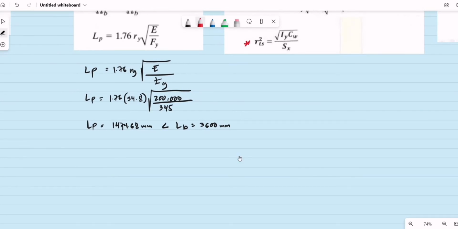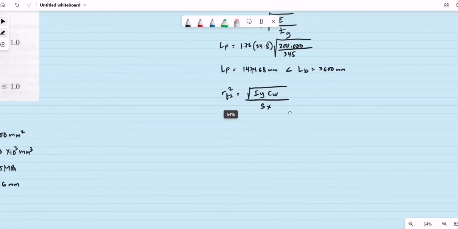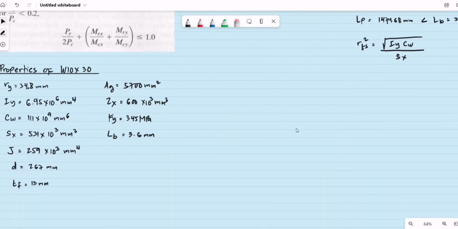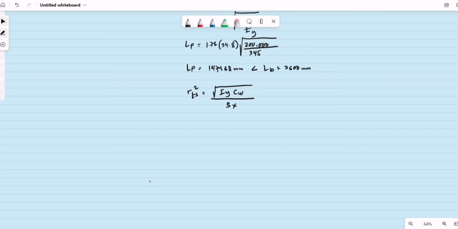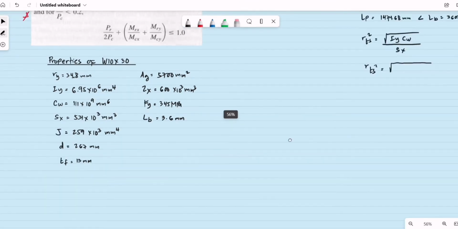So from our reference again, we have R sub TS squared is equal to the square root of the moment of inertia with respect to the y-axis, times the warping constant C sub W, then divided by the section modulus with respect to the x-axis. So let us just check these properties of W10 by 30. So let's have the value of R sub TS squared equal to the square root of the moment of inertia with respect to the y-axis, which is 6.95 times 10 raised to 6.